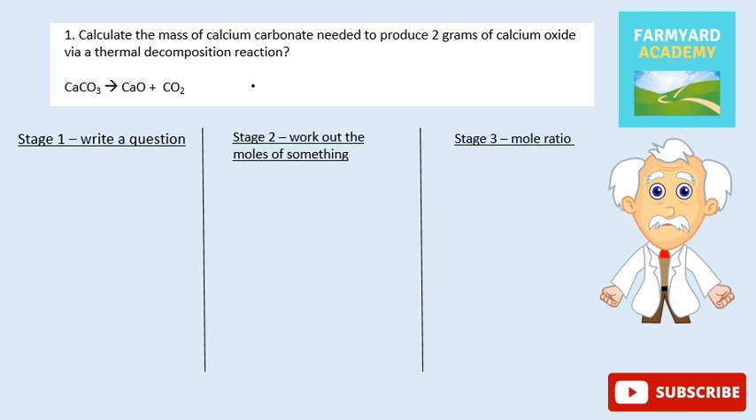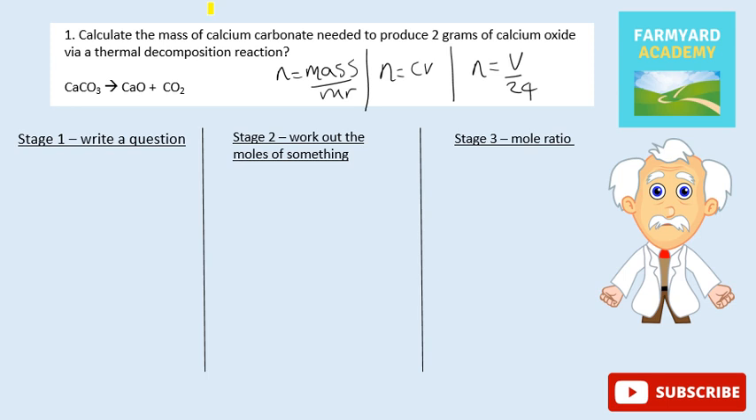Okay, so first things first, we need to know some information. At the top of our questions, we're going to write down some mole formulas that we've learned. We're going to learn the one for a solid, which is n equals mass over Mr. We're going to learn the one for a liquid, which is n equals CV. And we're also going to learn the one for a gas, which is n equals V over 24. And we're going to use whichever one we need to use.